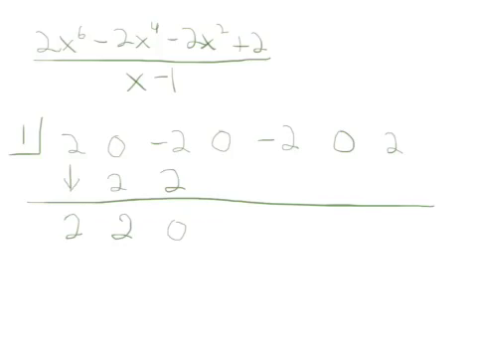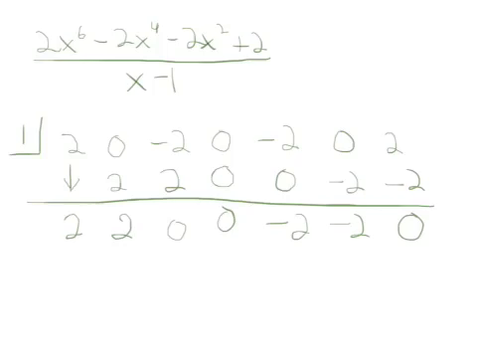And then 1 times 0 gives me a 0. I add again, I get 0. 1 times 0 once again gives me 0. Negative 2 plus 0 is negative 2. Multiply, I get negative 2. Add, negative 2 again. Multiply, get negative 2. Add, I get 0.